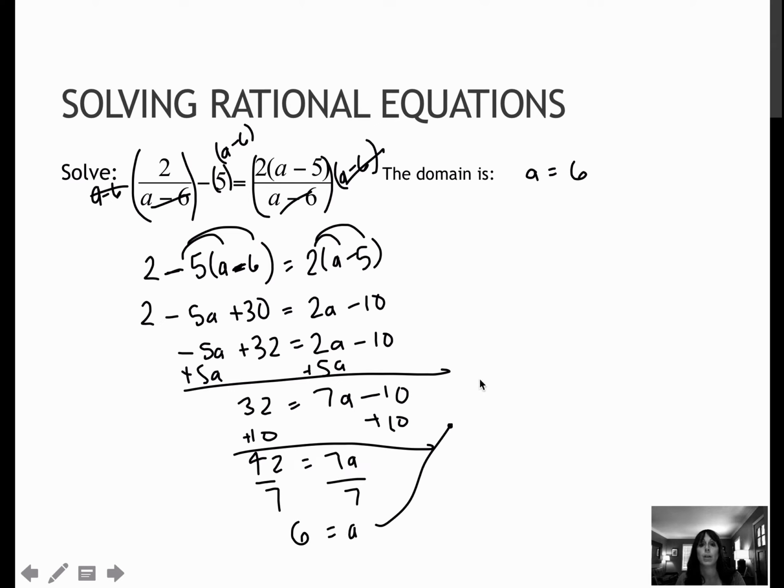But hold on, we already said that a can't be 6, but I said that a is 6. So what does that mean? That means no solution. There's no number that I can plug in here that will make this work at all, except for 6, but we already said 6 doesn't work.